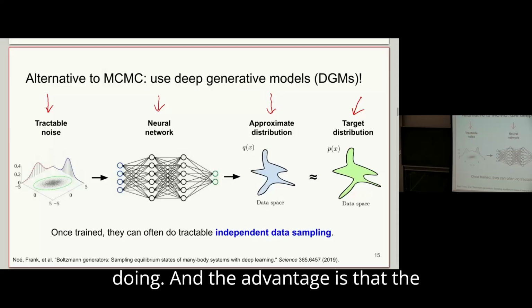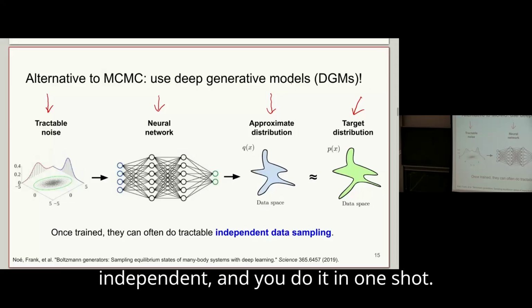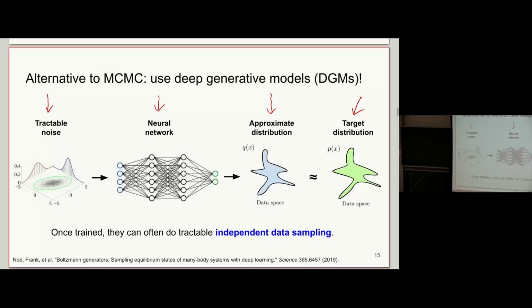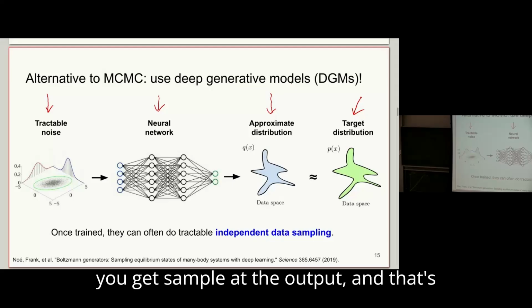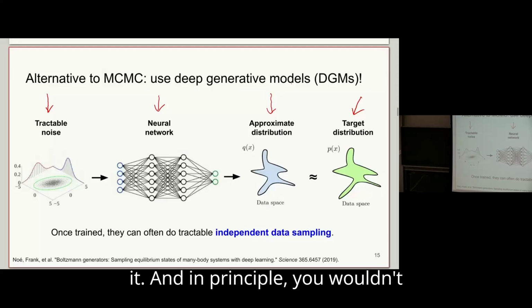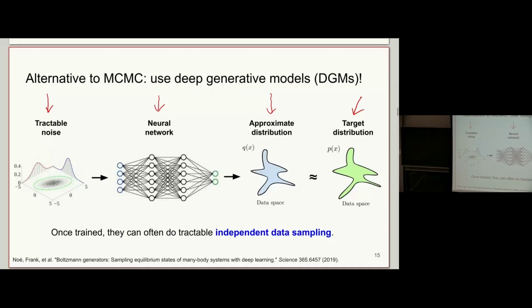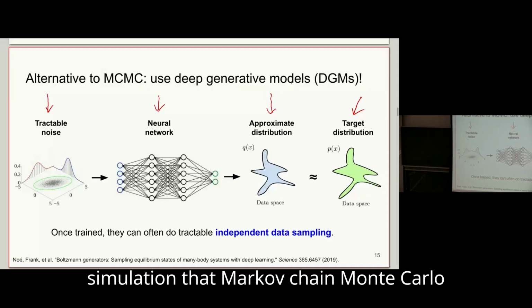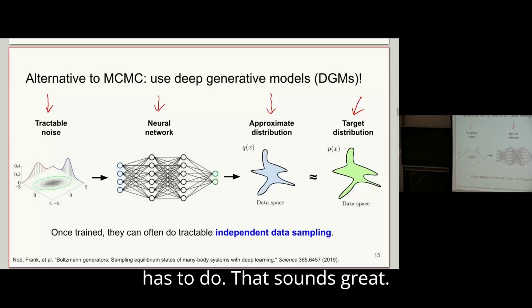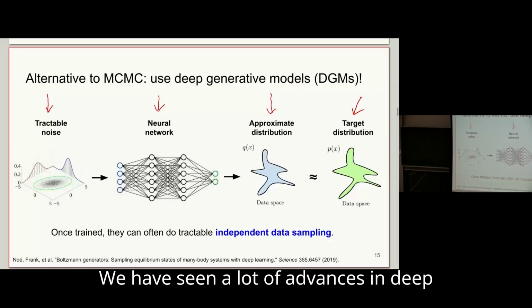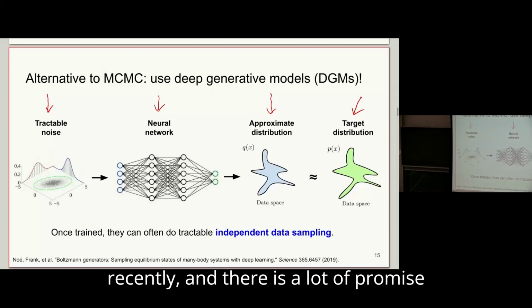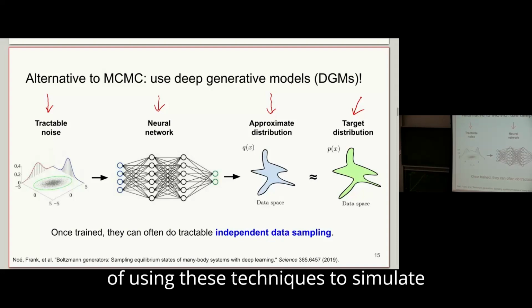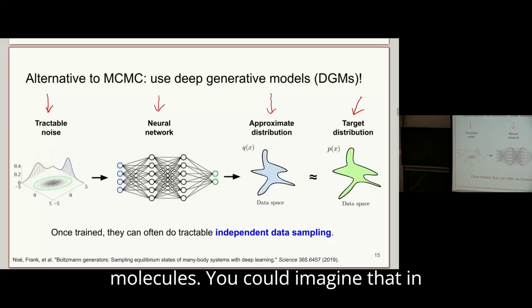And the advantage is that the samples generated by the model are independent, and you do it in one shot, okay? You have tractable noise at the input, you get a sample at the output, and that's it. And in principle, you wouldn't have to generate this long simulation that Markov chain Monte Carlo has to do. That sounds great. We have seen a lot of advances in deep generative models and in generative AI recently, and there is a lot of promise of using these techniques to simulate molecules.